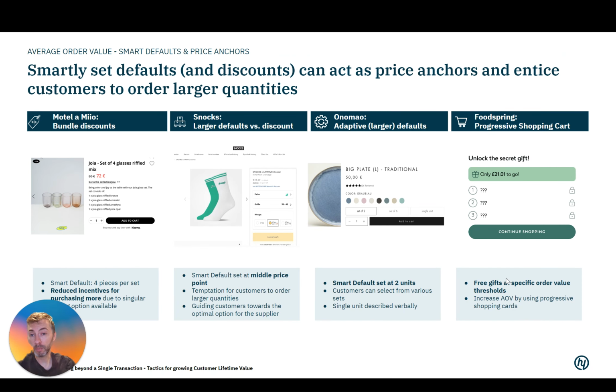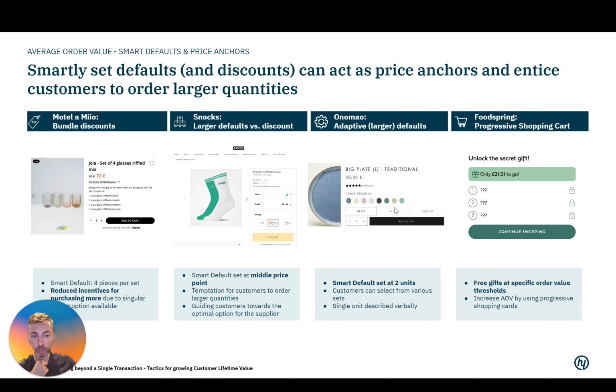Second point is smart defaults and price anchors. You see them everywhere here in a few e-commerce shops: Montella Mio, Snox, Unomao, Foodspring. I just take the first 2 of them. Montella Mio offers bundle discounts. If you buy 4 glasses instead of 1, you get a discount. Snox puts the default here on 4 pair of socks, so that you're not only buying 1, but 4 instead.